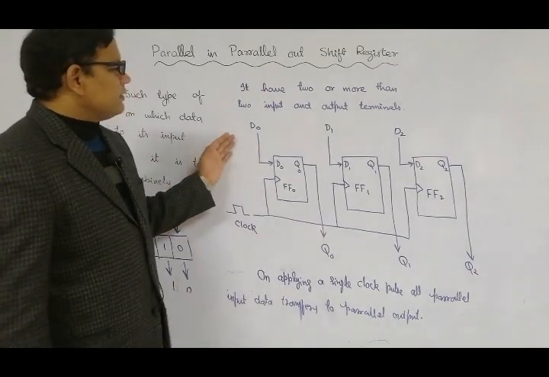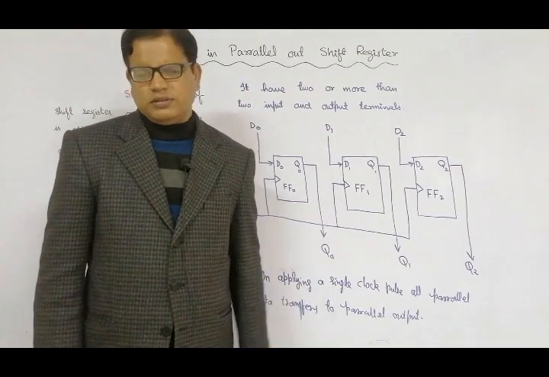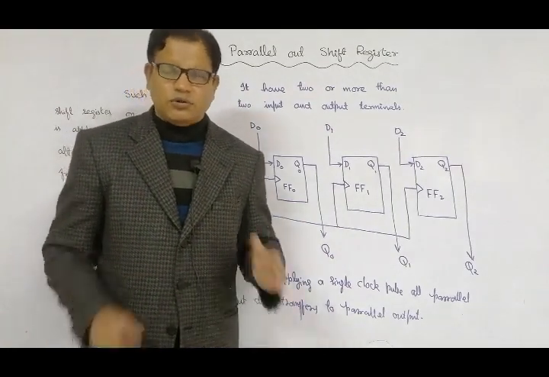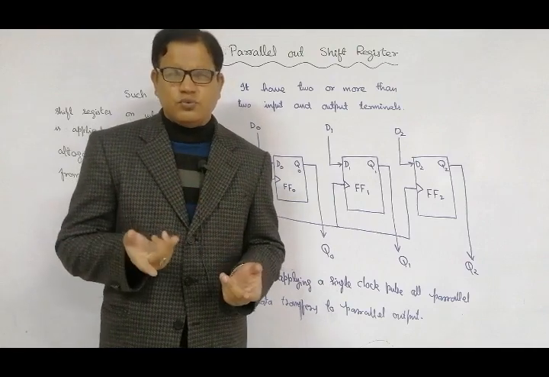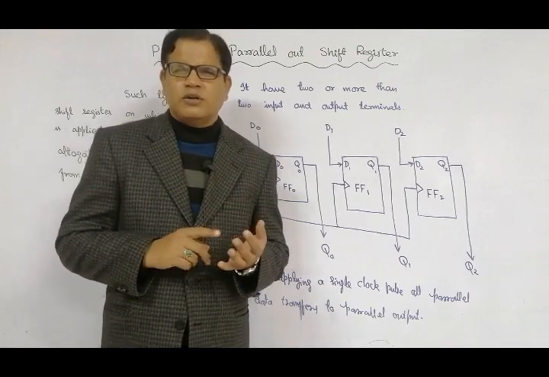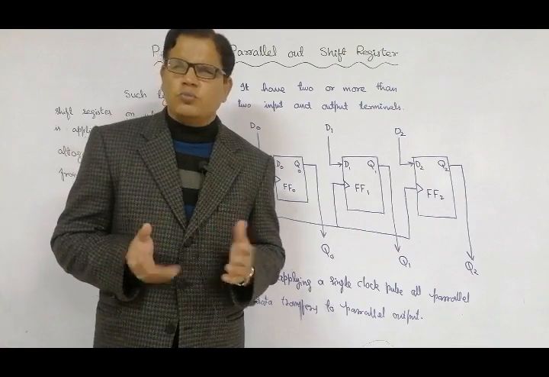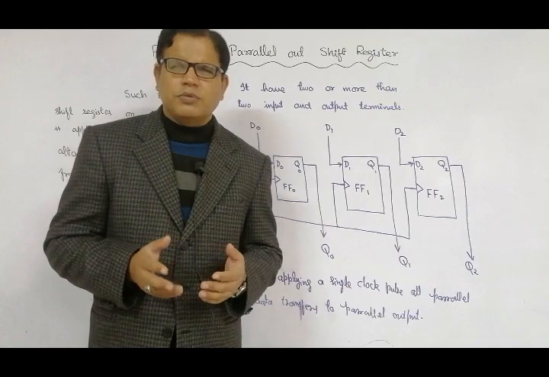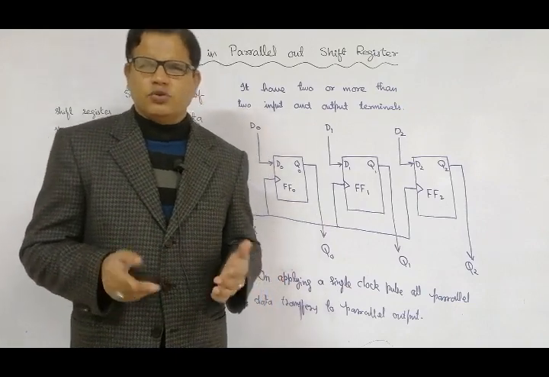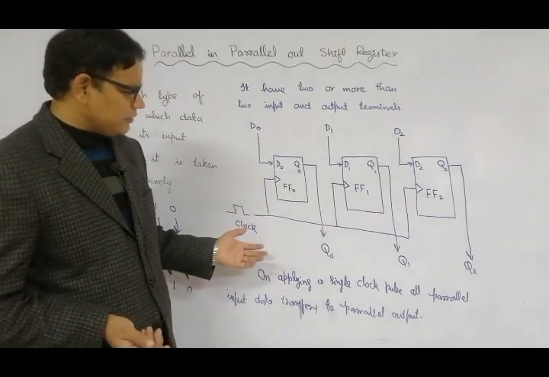Here, a basic thing is that it has two or more than two inputs and outputs. Each register has a clock pulse, an input, and an output. So two or more means the number of input and output terminals is not equal to one, but more than one. Simple, this is the thing.